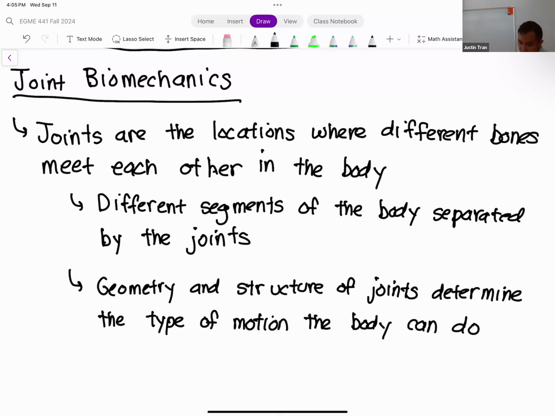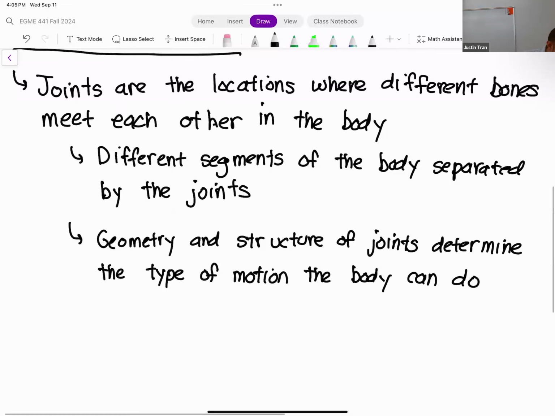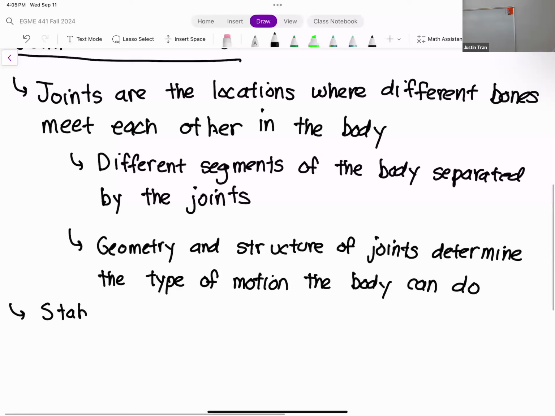When talking about joints, from a biomechanics and a clinical perspective, we're mostly interested in two things, and these two things are very closely related to each other. One is the stability of the joint. We'll spend a fair amount of time today talking about what that means. The other thing we're interested in is flexibility.